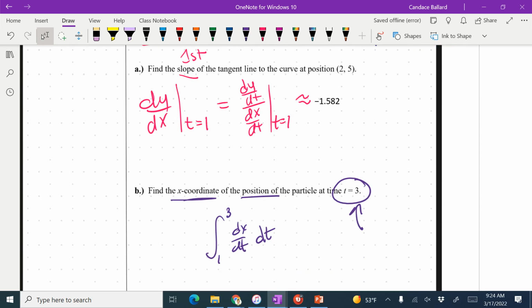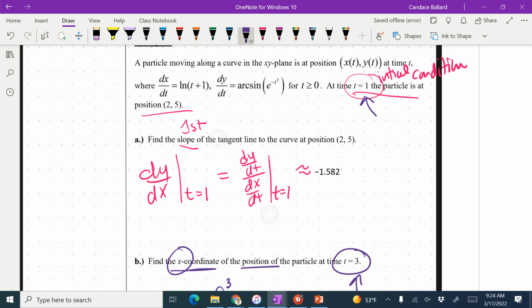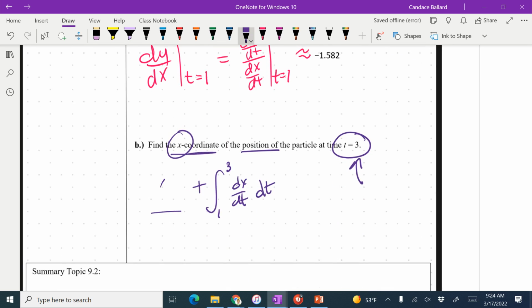All right. The thing is that whenever we do initial condition, don't we usually have like a something plus the integration? So in this case, usually it's a y value, right? But in this case, we're talking about the x coordinate. So we would want to use the x coordinate from the initial condition. So we would do 2 plus the integral from 1 to 3 of dx dt dt.